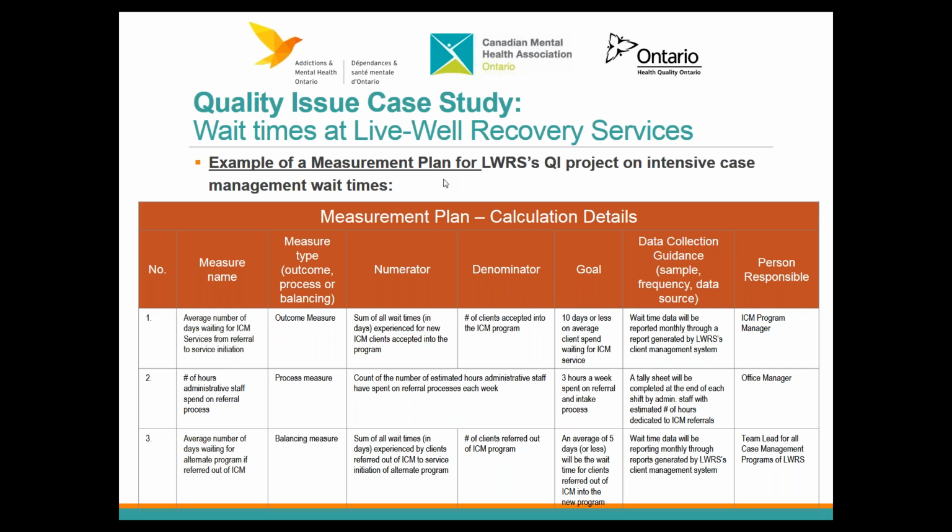Here they describe how that information is calculated with the numerator and denominator, and the goal being 10 days or less on average. And they have some details listed as well under the data collection guidance, which talks about where the data may be coming from, the source, the frequency, and what samples they're looking at. Again, so we create consistency in how we're measuring. And it also outlines the person who is responsible for collecting this information.